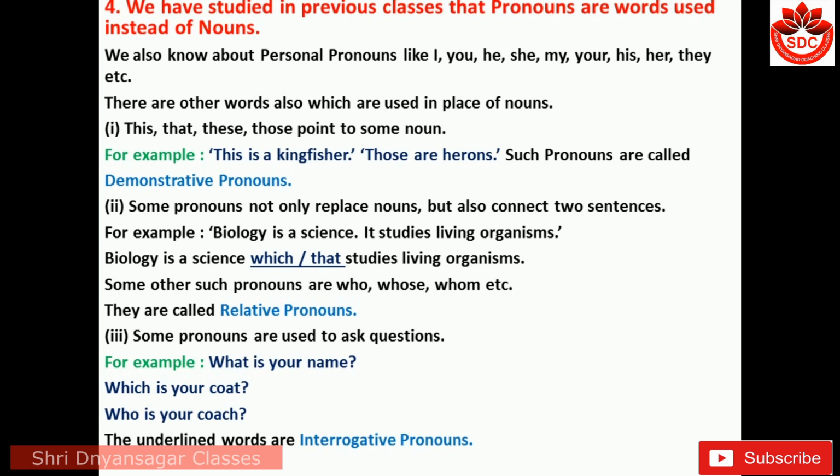Some pronouns not only replace nouns but also connect two sentences. For example, biology is a science. It studies living organisms. Biology is a science which studies living organisms, or that studies. Some other such pronouns are who, whose, whom, etc. They are called relative pronouns. Some pronouns are used to ask questions. For example, what is your name? Which is your coat? Who is your coach? The underlined words are interrogative pronouns.